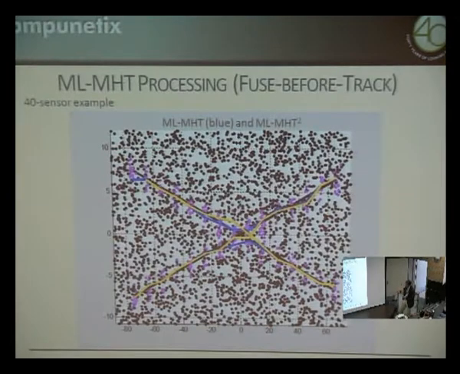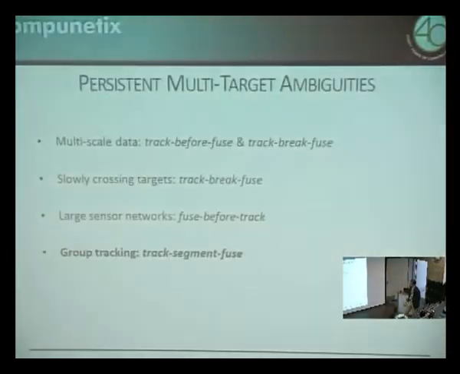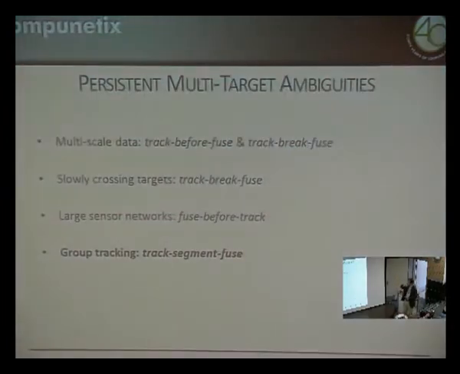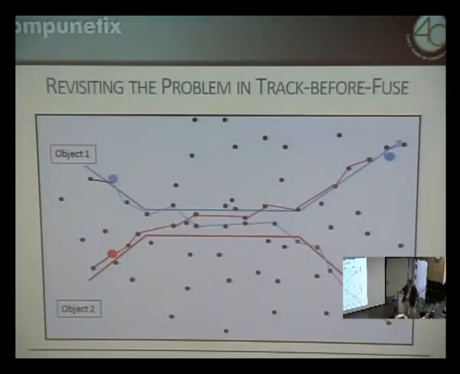So I'm going to finish just by mentioning something that would be the next logical extension to track before fuse and track then fuse, which is actually an in-between solution. The basic idea is this. Imagine that I have a blue object and a red object. Unfortunately, they don't just come together for a short amount of time and then separate. They come together, and they stay together for a lot of time.